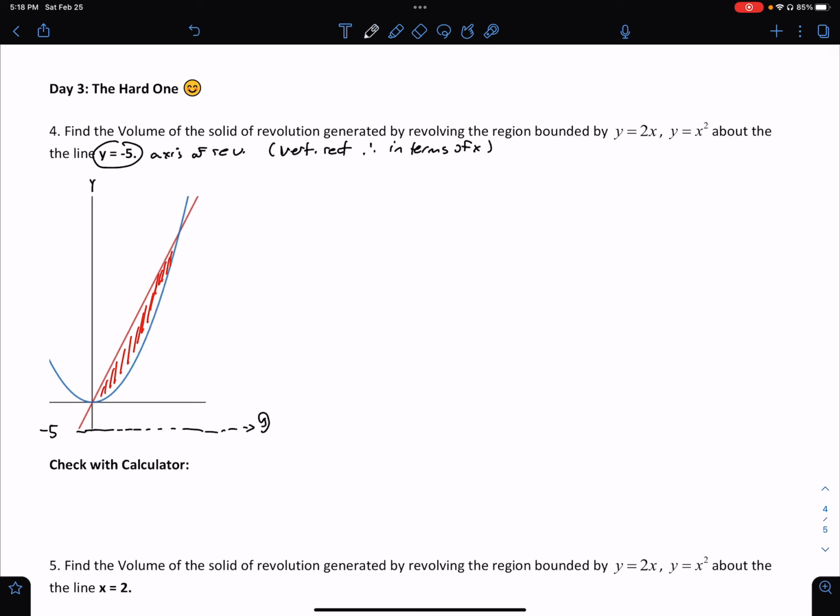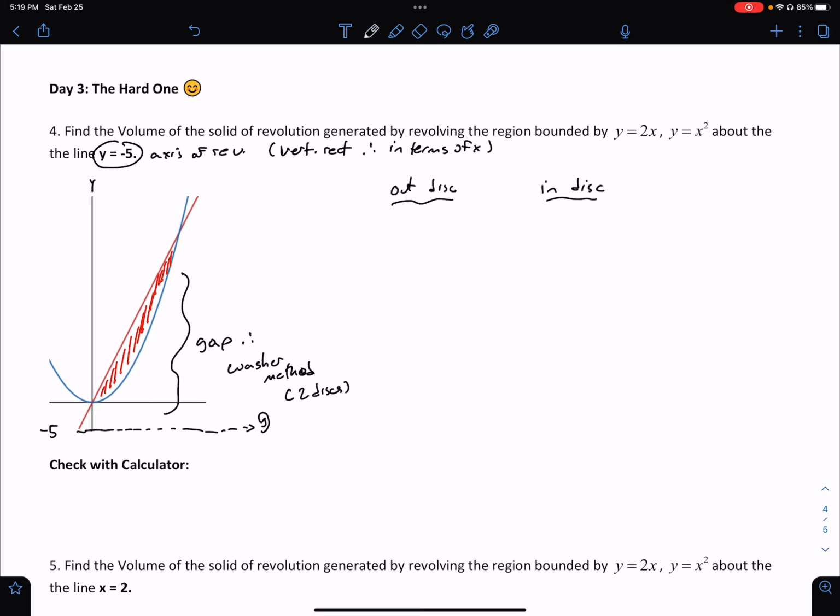Because there is a big, open gap between the shaded region and the axis of revolution, this is telling us we are going to be using our washer method. Now, the washer method is basically just two disks. So we are going to have an outside disk, and we are going to have an inside disk. So let's go and draw it.